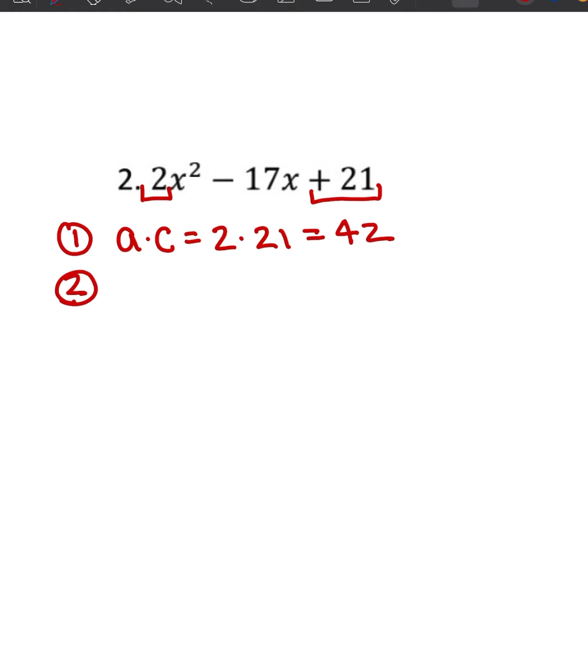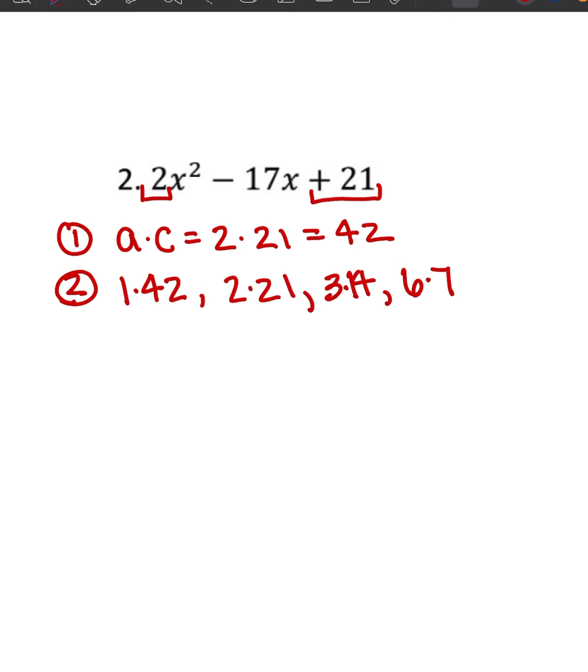And then we're still going to list the factors of that product. So to be able to get 42 when I multiply, I can say 1 times 42. I can say 2 times 21. I can say 3 times 14. Or I could say 6 times 7. Those are the factors, how I can get a product of 42.